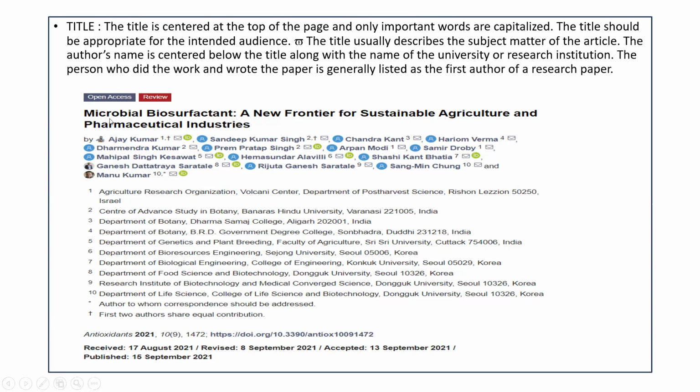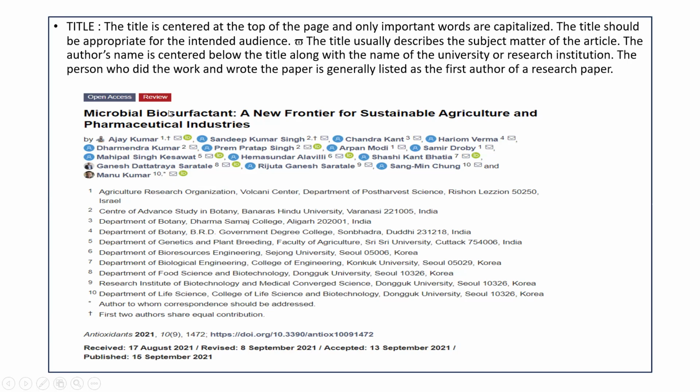So for example, you can see it here. This is the title: Microbial Surfactant, a new frontier for the sustainable agriculture and pharmaceutical industries. By just seeing the title, you will be able to know that this whole work is around microbial biosurfactants and their application in agriculture and pharmaceutical industries.